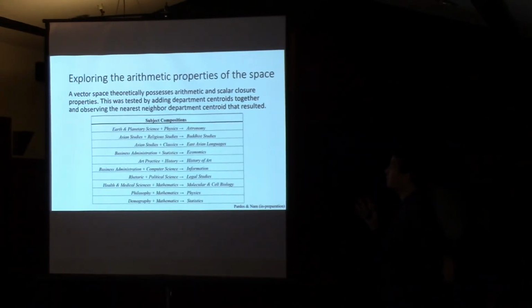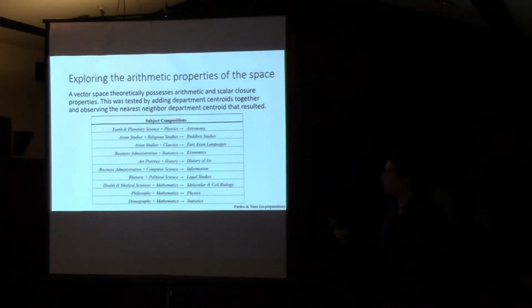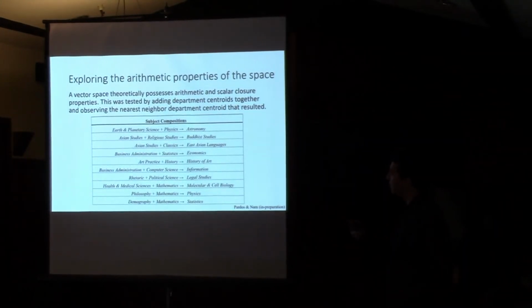Now it's time to explore. What can we learn from this, maybe? So the first step in asking that question is we took all of the department centroids, so the vectors that were the average of all their courses, and because this is a linear model, it has arithmetic and scalar closure, and we did these department additions.